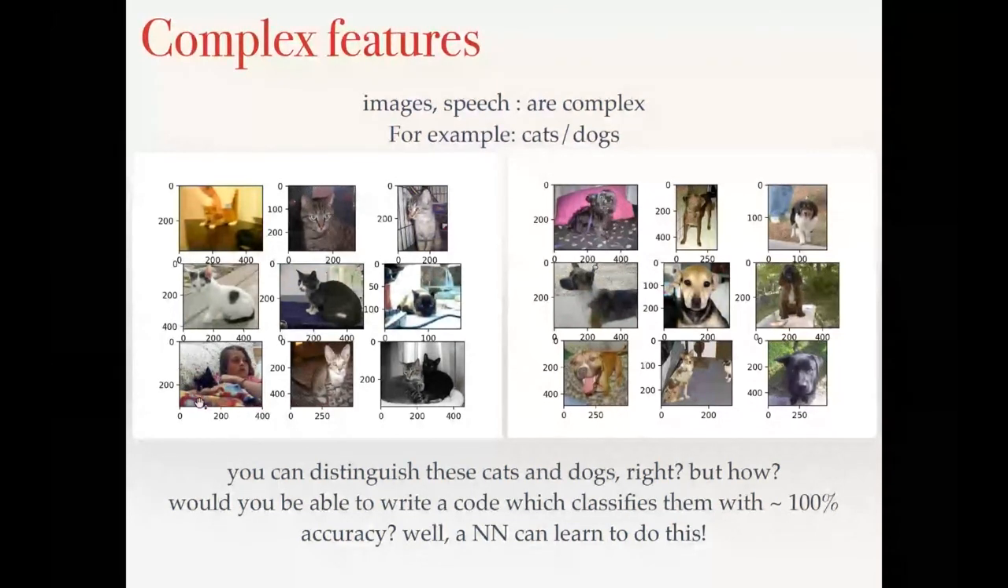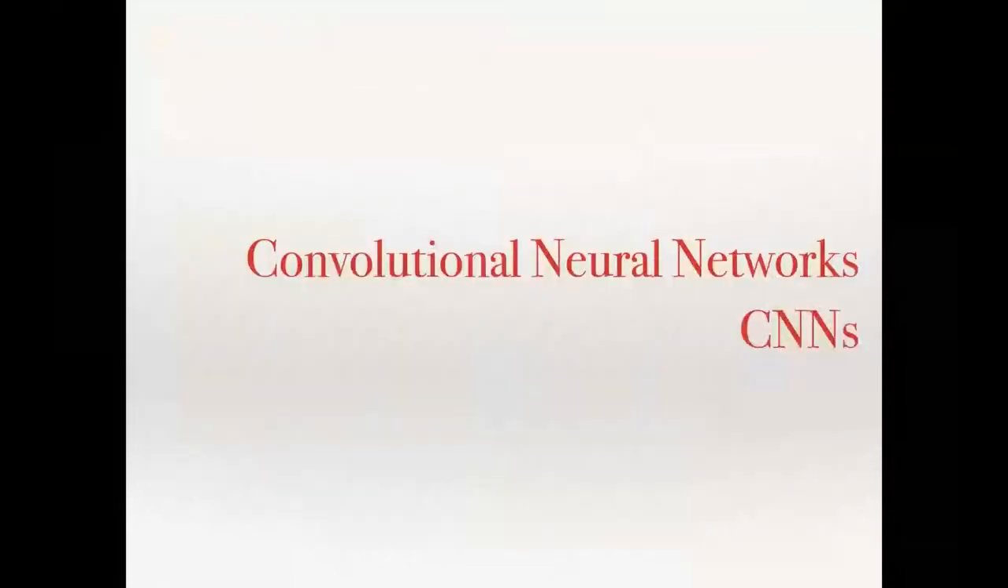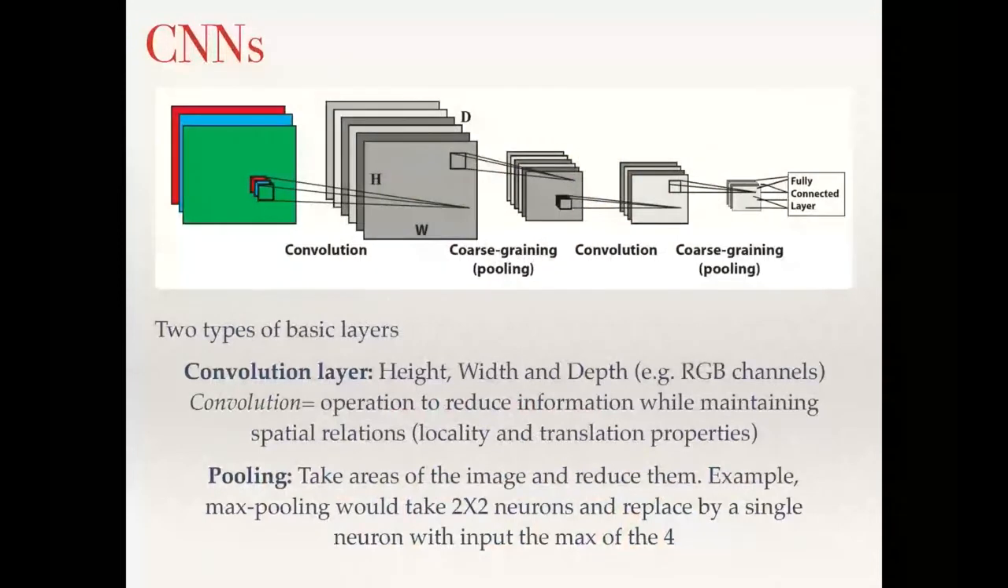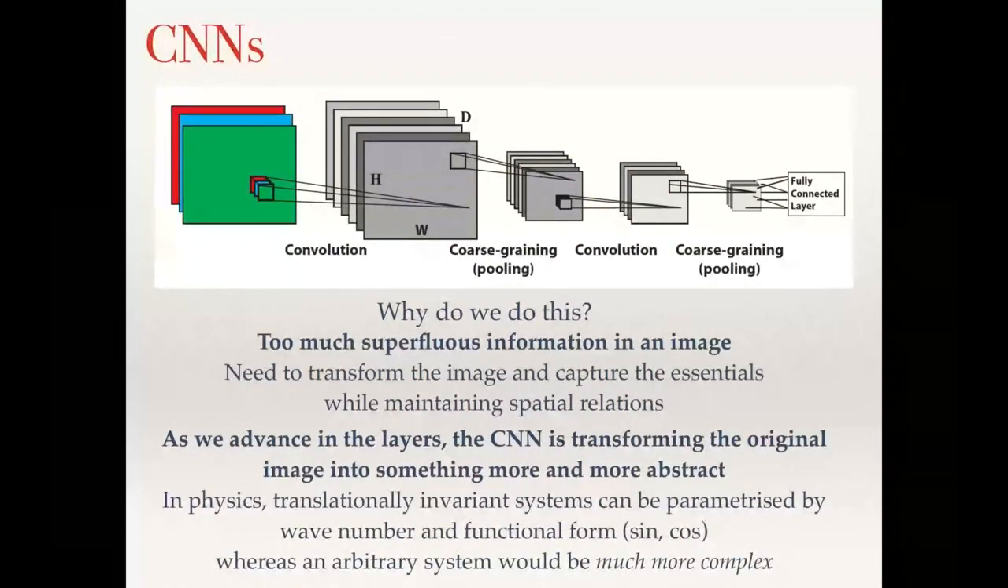The problem is that in images, there is too much variability and too much noise and too much stuff that we don't care about when we want to ask a question, and that question is whether there is a cat or a dog. So there is too much superfluous information in an image. The first thing we need to do is to transform the image and capture the essentials while maintaining the spatial relations. That's why convolution and pooling is done. Now, you do this many, many times. It's not like you do it once and then try to learn something. The first step is actually convolution and then coarse graining.